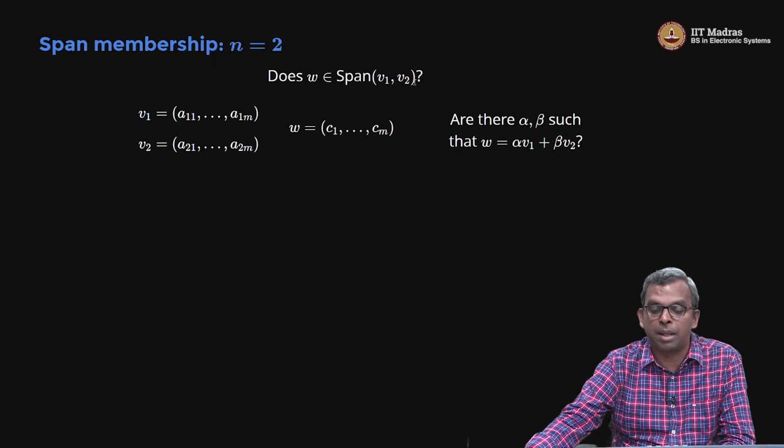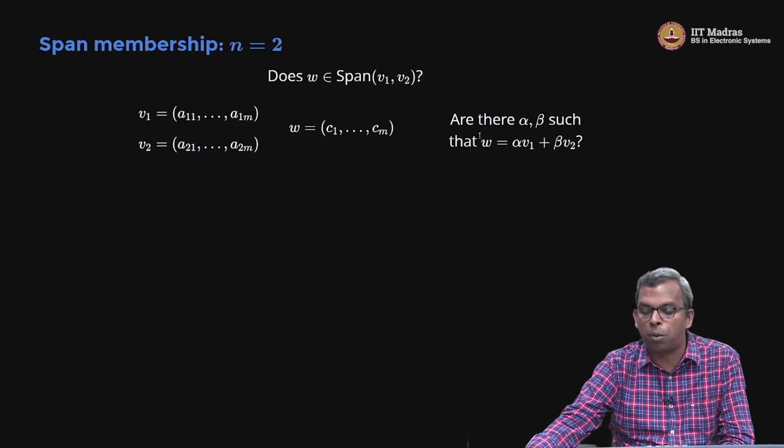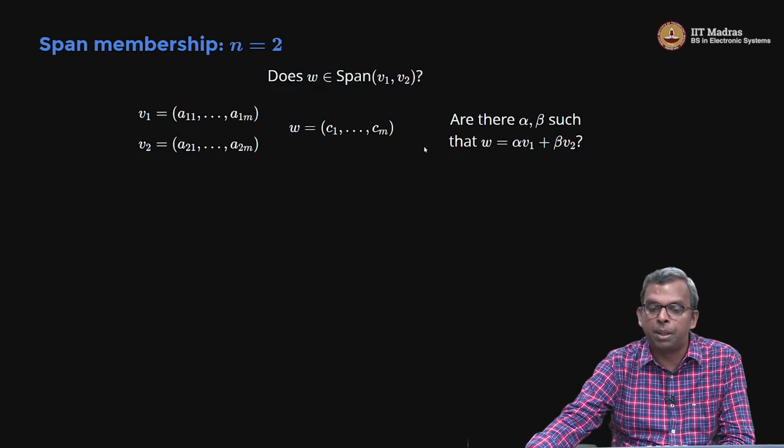If w belongs to the span of v1, v2, I have a subspace which is spanned by just two vectors here. I am asking if w can be written as a linear combination of v1 and v2. Is w equal to alpha v1 plus beta v2? Is there any alpha beta for which this is true? So, it is a slightly more complicated problem. It is not just the scaling of one vector, you are adding two of them, a little bit more involved.